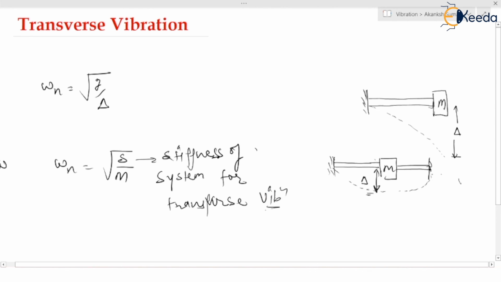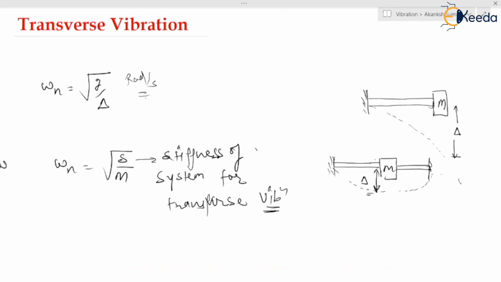If it is not given in the question, then you have to first calculate the delta value, the static deflection. Then you have to put the value in omega n in order to calculate the frequency in radian per second. The unit is radian per second. So I hope you will understand this complete procedure. We have completed the longitudinal vibrations as well as the transverse vibrations, and torsional vibrations also we have done. Okay, so thank you.